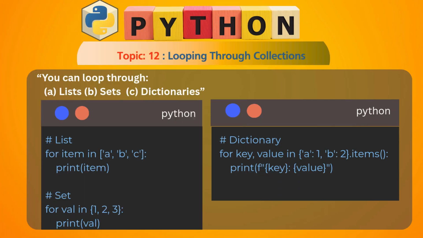Now we'll see looping through collections. List, set and dictionary are the collections. For item in ABC, print item, ABC will be printed. Set: for val in 1, 2, 3, print val, 1 2 3 will be printed. Like that dictionary also.